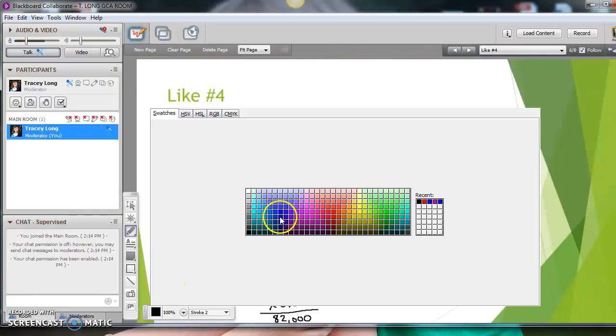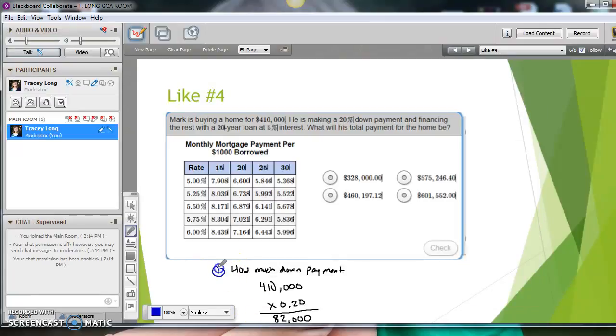Not bad, Mark. All right, so now how much did he borrow? I'm going to switch colors to do that. So that was step one. Step two, how much did he borrow? Now that I know that, I can find out how much he borrowed. We're going to take the total price of the house, which was $410,000, and subtract his down payment from that, which was $82,000. So I'm going to stick that in my calculator: 410,000 minus 82,000, and I get $328,000. All right, so that's how much he borrowed.